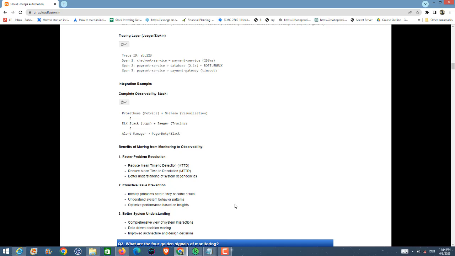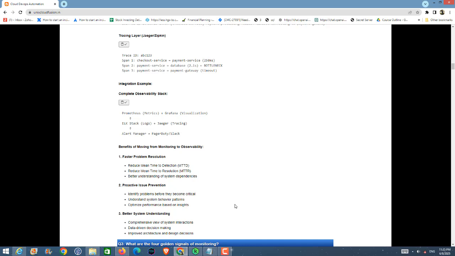Then there is better system understanding, because now you are having a more comprehensive view rather than just looking at the CPU and the memory and stuff like that. You are able to put across different metrics, project the graphs, and understand any behavior of your system or the application that you would like. So it's a more comprehensive view of the overall system interaction.